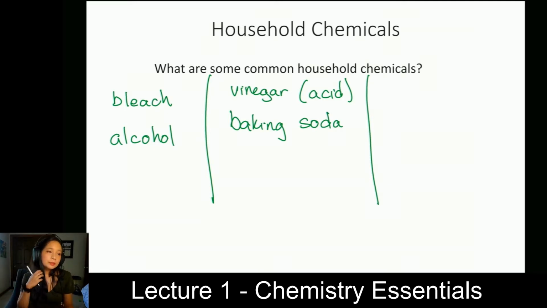Some other things that you might not have thought of that are also chemicals, something like plastic. Plastic is composed of small linkages of chemicals all bonded together to make what is called a polymer.